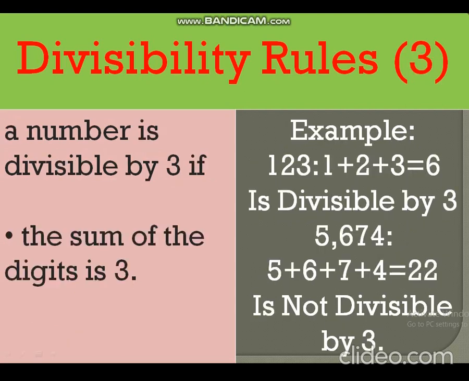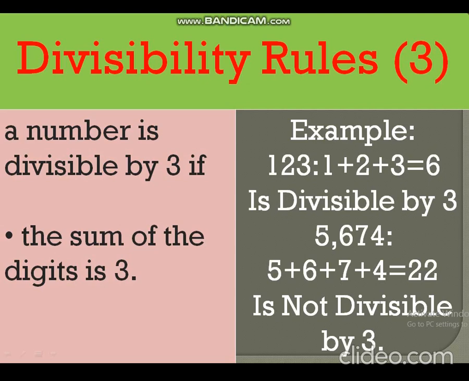Divisibility by 3. The rule is if the sum of the digits of a number is divisible by 3, the number is also divisible by 3. Let's take an example to understand. Suppose my number is 123. First of all, I should add all its digits in all the places. That is, 1 plus 2 plus 3 is equal to 6. Sum of all digits is 6, which is divisible by 3. Thus, my number 123 is also divisible by 3.